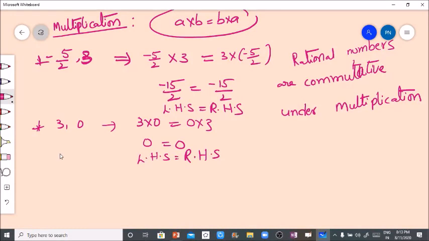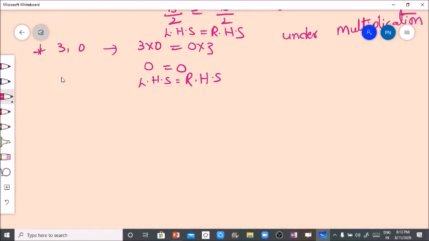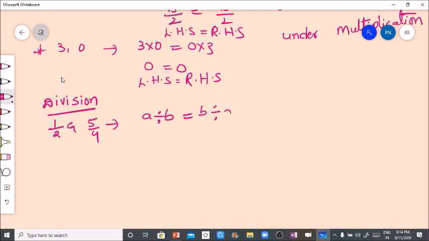Again I am taking two rational numbers. Here I am checking the division. Any two rational numbers, I am taking 1 by 2 and 5 by 4. These are two rational numbers. I am going to check whether A divided by B equals B divided by A. Is it right or not?